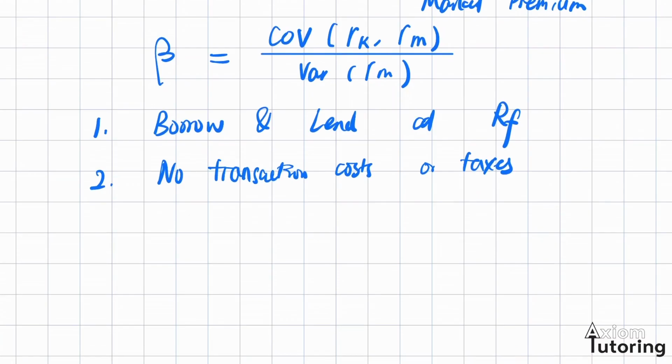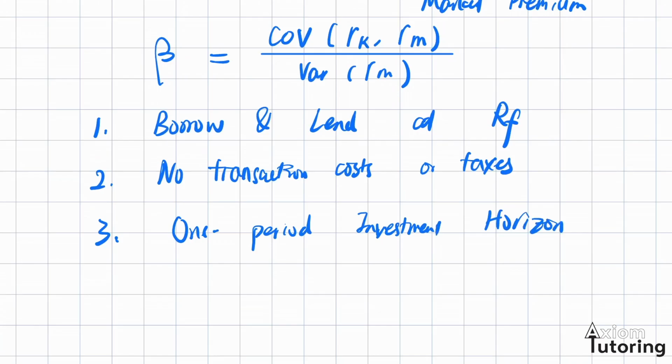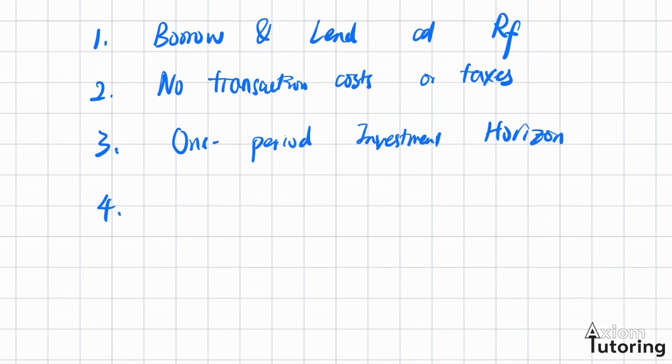But the third assumption is that we only have a one-period investment horizon. So we don't consider what's in the future or in the past. It's just one period. If you make the investment decision, that's it. There are no further or multiple investment decisions in the future. And number 4, we can only buy publicly traded assets. So everything is publicly traded.